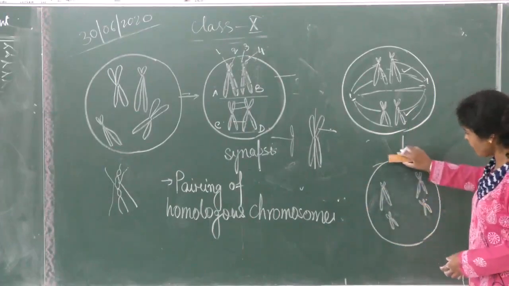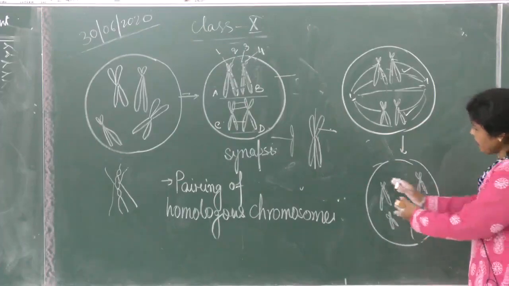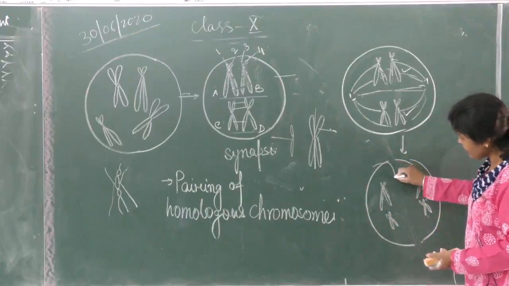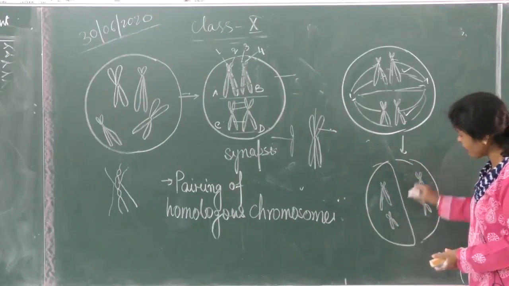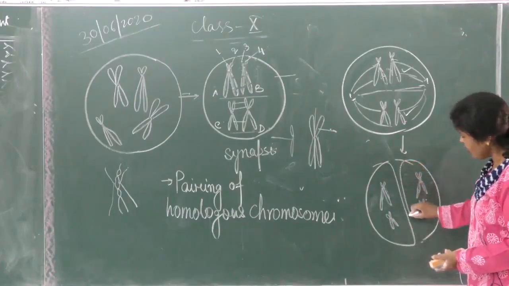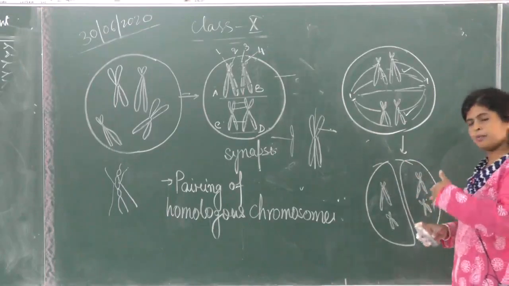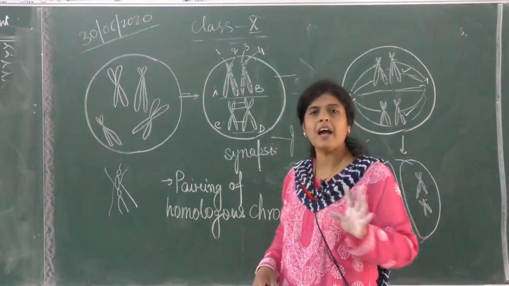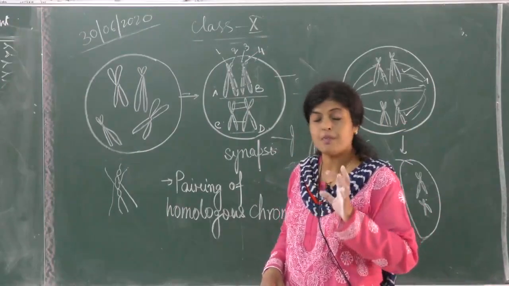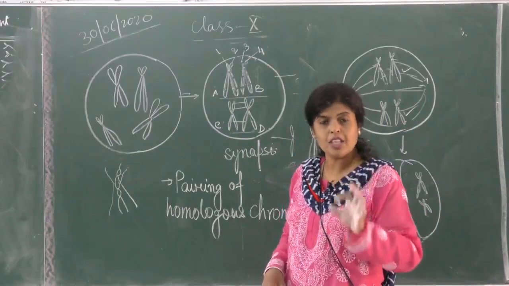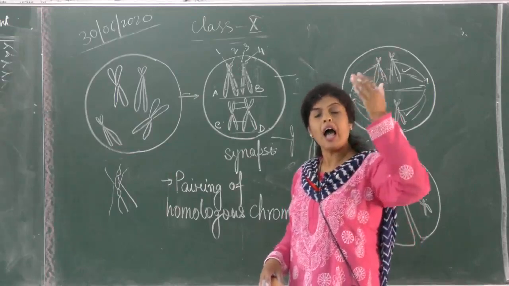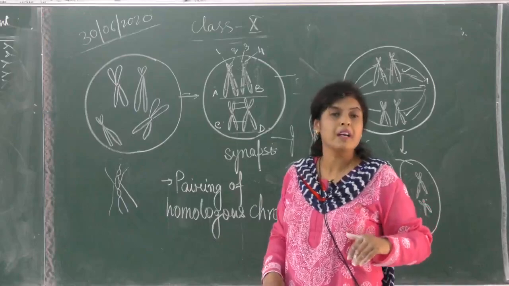Is it all right? And now what happens? They have separated, gone to the opposite pole, and now what will happen? Cytokinesis. I'm being very brief. There are many steps. I'm just leaving out uncoiling of chromosomes and all. We don't have to do meiosis in detail. I'm just telling you the idea, how the diploid number is becoming haploid.